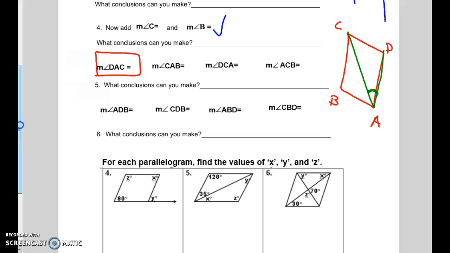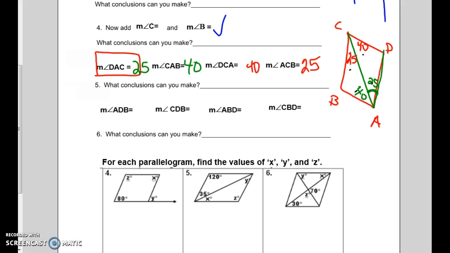And then I want you to measure the angle next to it. And then I want you to measure the angle up here and over here. Okay, so we have 25 here, 40 here, 40 here, 25 here. What does that tell us?